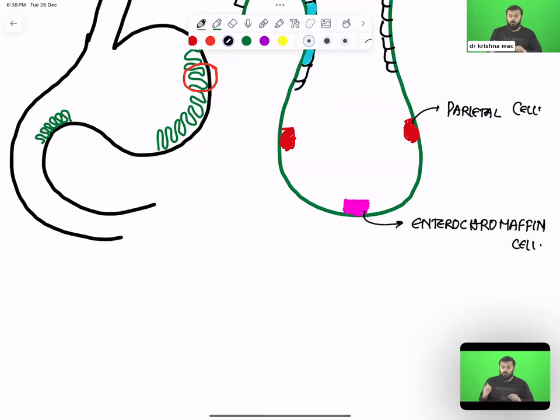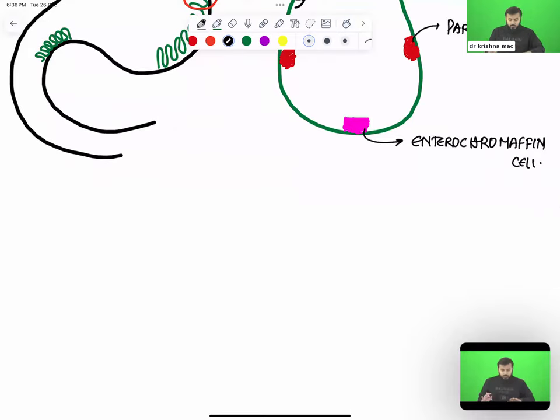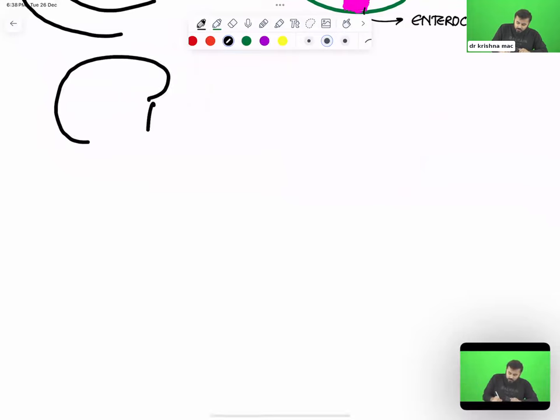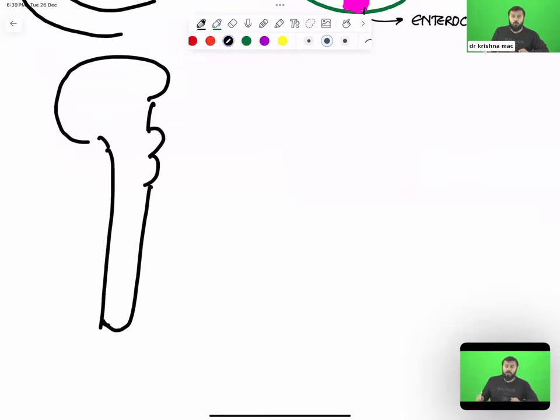Enterochromaffin cell. Okay, parietal cell and enterochromaffin cell. Now, let us leave this part here. Now, what we will do is draw our central nervous system. So, this is your central nervous system: midbrain, pons, medulla oblongata, and coming all the way down, you've got your spinal cord.